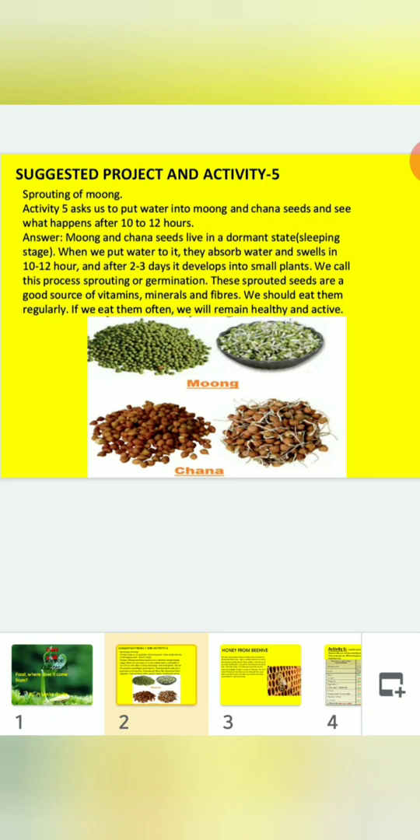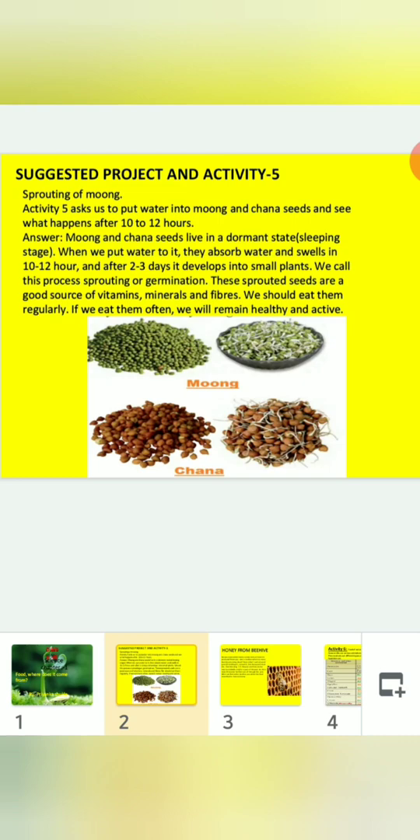Activity 5 asks us to put water into moong and chana seeds and see what happens after 10 to 12 hours. The answer: moong and chana seeds live in a dormant state, that is, in a sleeping stage. When we put water to them, they absorb water and swell in 10 to 12 hours, and after 2 to 3 days they develop into small plants. We call this process sprouting or germination.